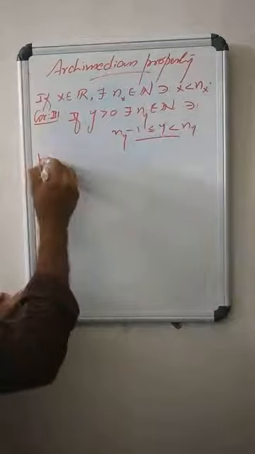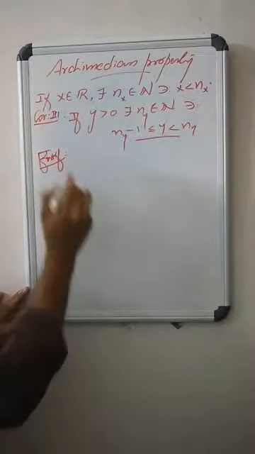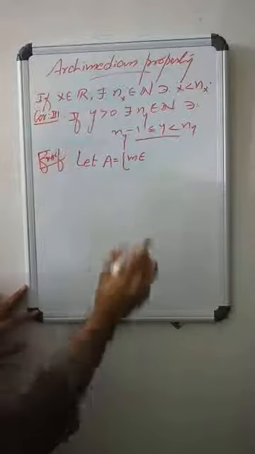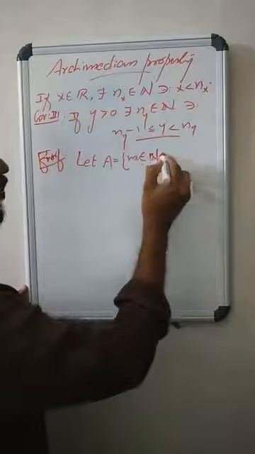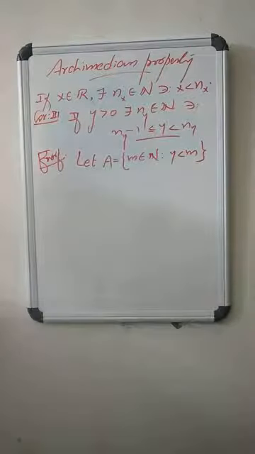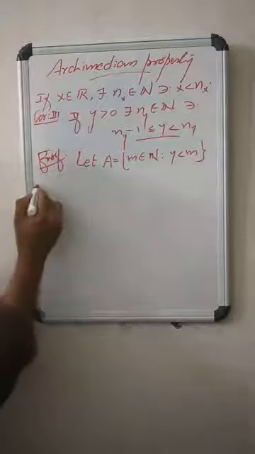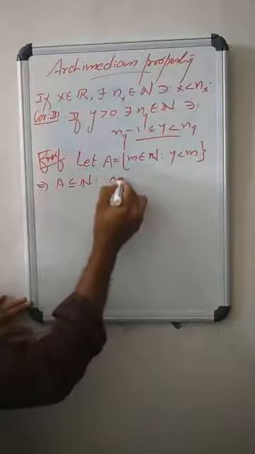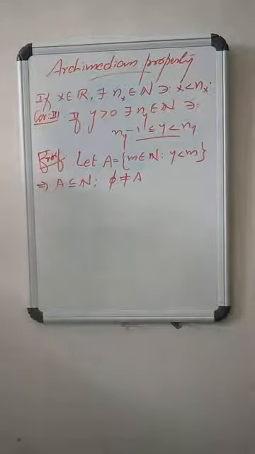Its proof is done by constructing a set A equal to the set of all natural numbers m such that y is strictly less than m. So what about A? A is a subset of N. Clearly, A is non-empty. Why is A non-empty? A is the set of all natural numbers m with y strictly less than m. Then clearly A is a subset of N, and surely A is non-empty by the construction of A.